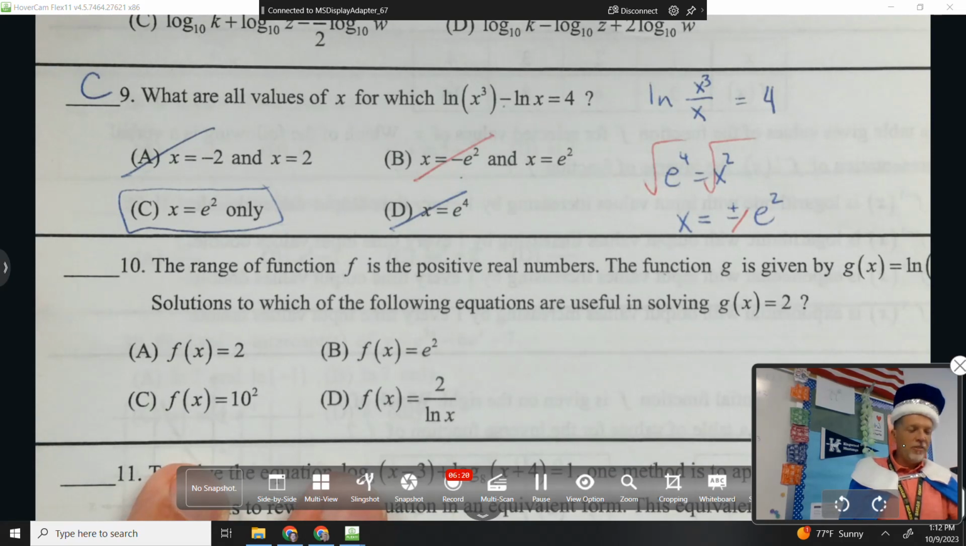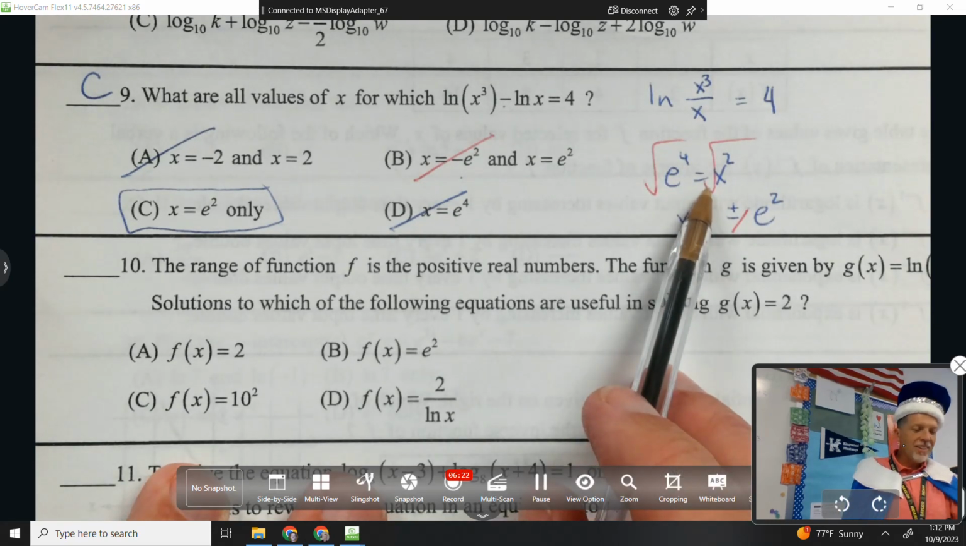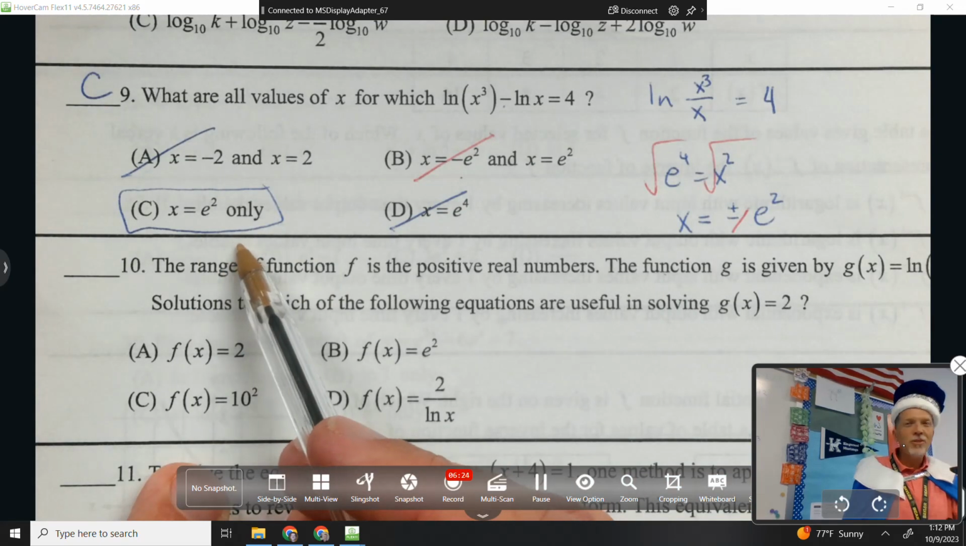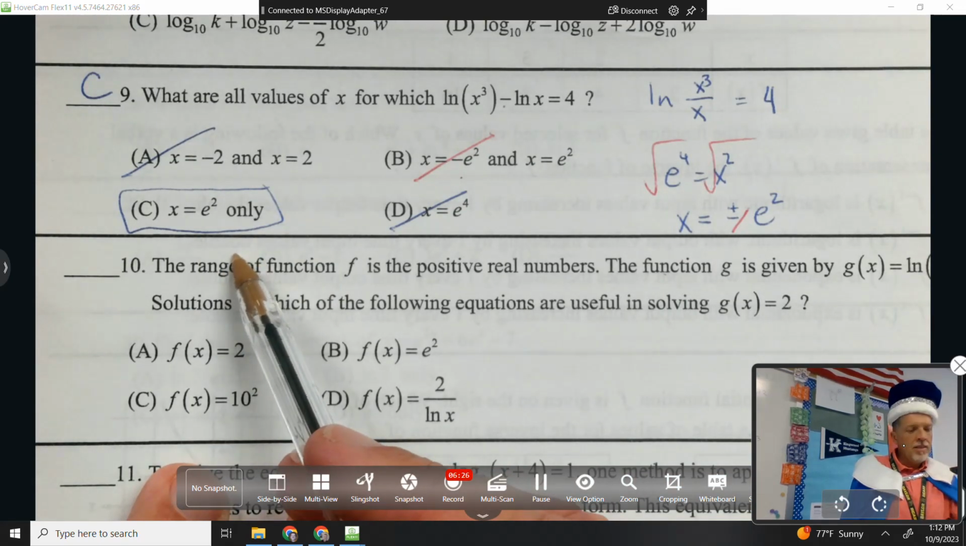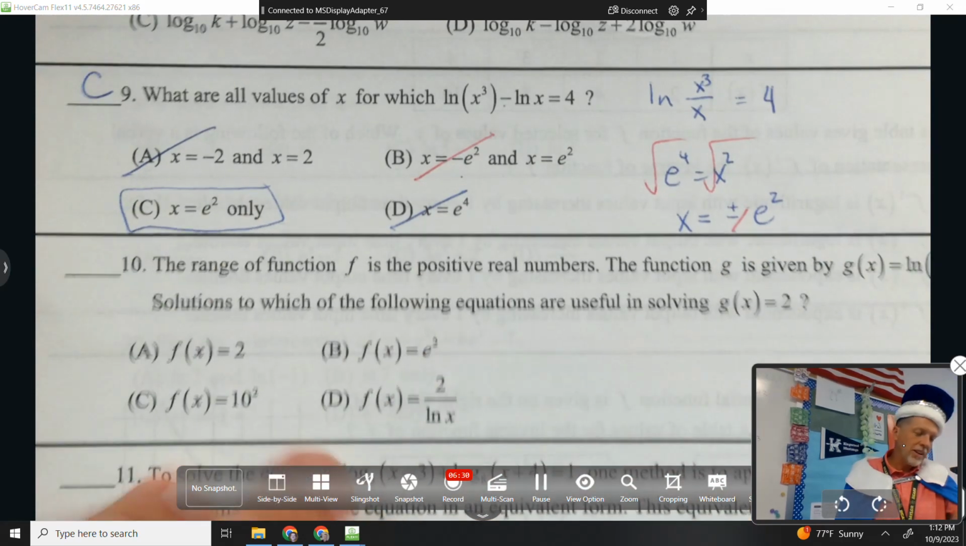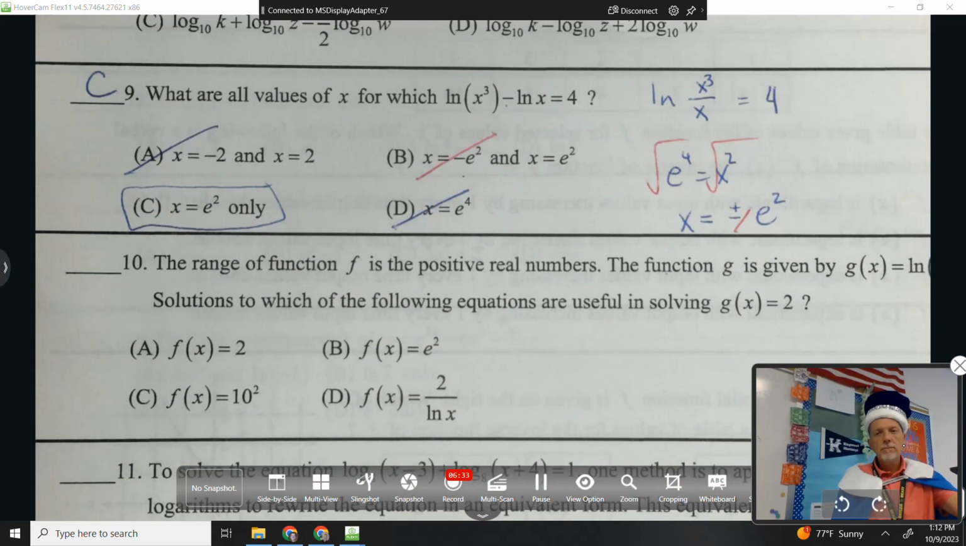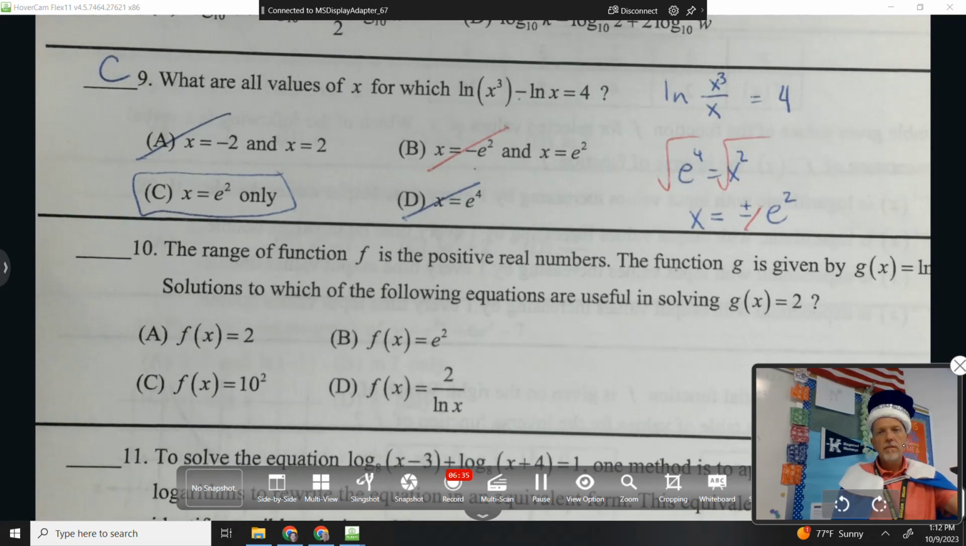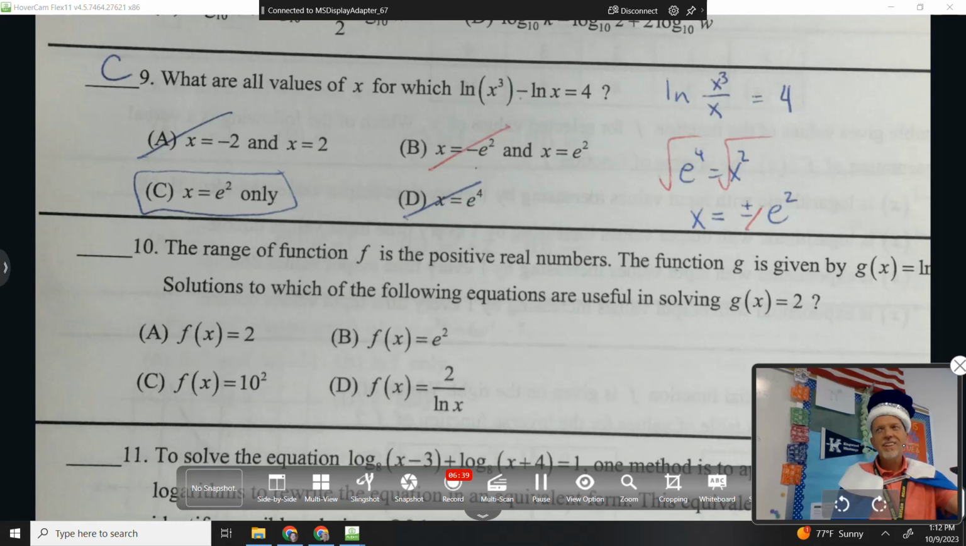That's one where if you forget the plus or minus, you might get the right answer because you made a mistake. If you remember the plus or minus, then you got to remember to check to throw out the negative. Question? Got it?